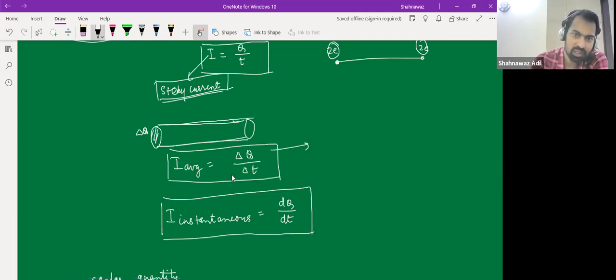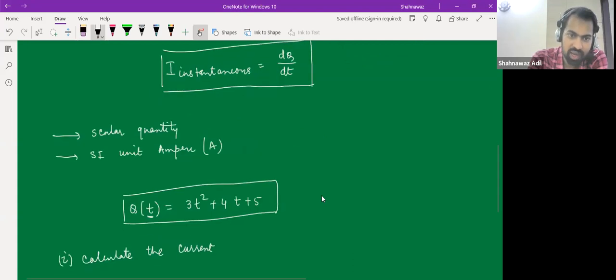Delta is change in charge, right? So this would be Q final minus Q initial divided by T final minus T initial. You guys have already learned. Yeah, so you see that it is varying with time, right? This charge is varying with time. It is not constant at every time, right?